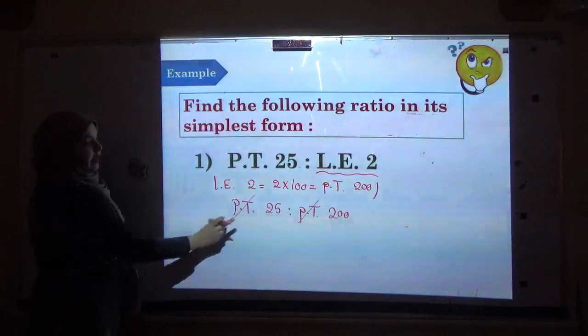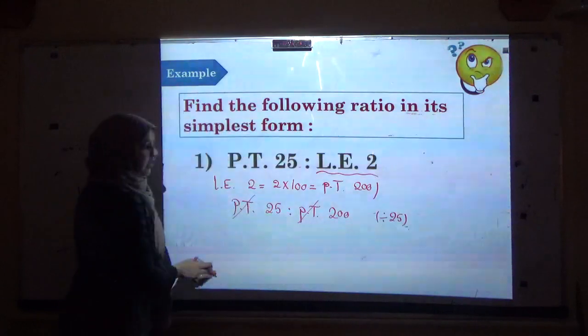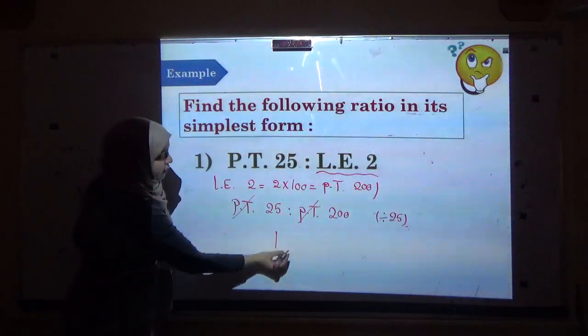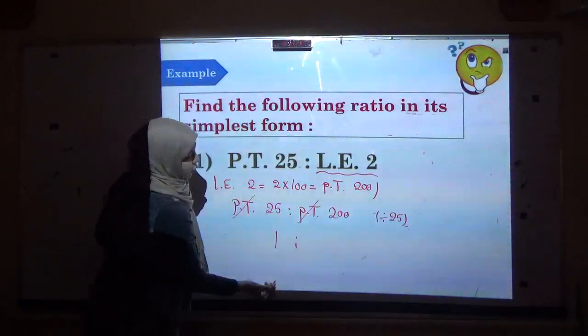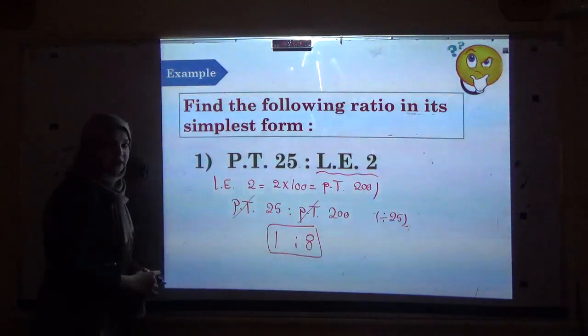Cancel this unit and divide the two terms by the highest common factor, which is 25. 25 divided by 25 equals 1. 200 divided by 25 equals 8. So this ratio in the simplest form is 1 to 8.